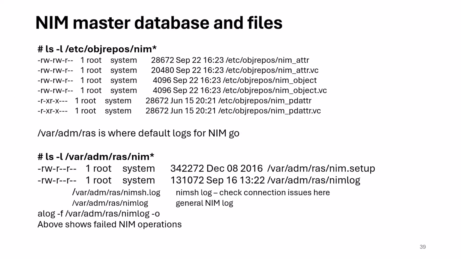You will hear people refer to the NIM master database and files. It's not really a database, it's just a bunch of files. And they live in /etc/objrepos, and they all start with NIM. And then the logs are going to be in /var/adm/ras/nim. So you can also look at the actual NIM log by using the alog command, and that will show you any failed NIM operations. So as you can see, there's really a couple of different logs that you need to be aware of.